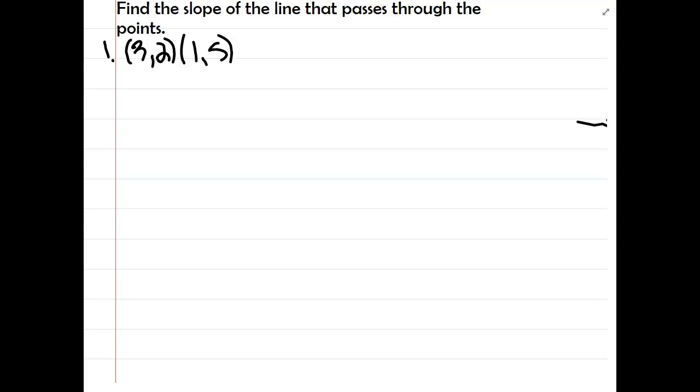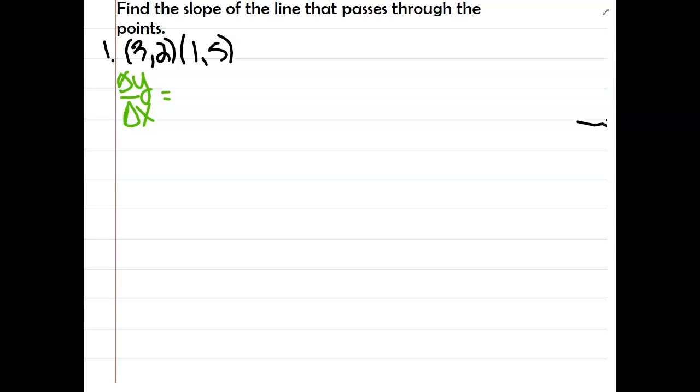Okay, would it slope up? Would it slope down? Maybe it'd be horizontal, maybe it'd be vertical. You could actually graph it, or you could find the slope by doing change in y over change in x. Change in y over change in x.